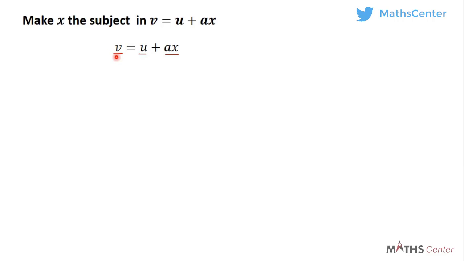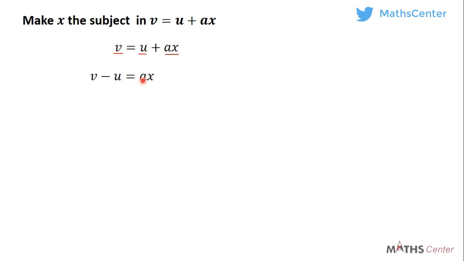We learned in linear equations that whenever a term crosses the equal sign, it takes the other sign. Whenever a term crosses the equal to sign, it changes the sign. If it's positive, it becomes negative. If it's negative, it becomes positive. So u is positive here. When it crosses the equal to sign to this side, it becomes negative. So we are going to have v, which is already here, minus u, because u is positive here. So when it crosses to this side, it becomes negative.